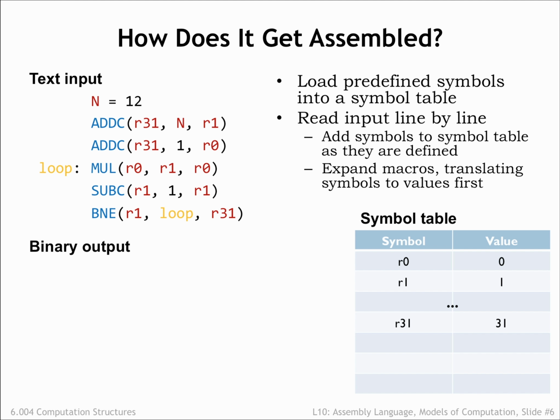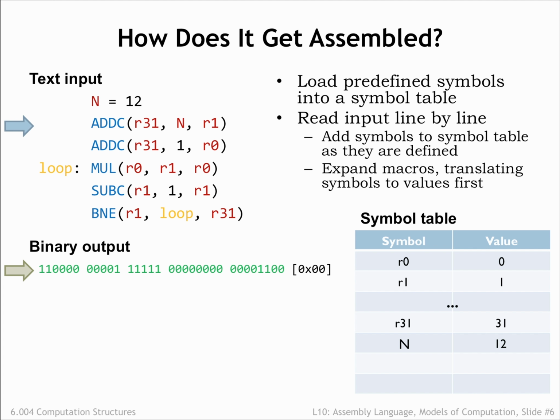Whenever the assembler encounters a use of a symbol or label, it's replaced by the corresponding numeric value found in the symbol table. The first line, n equals 12, defines the value of the symbol n to be 12, so the appropriate entry is made in the symbol table. Advancing to the next line, the assembler encounters an invocation of the addc macro with the arguments r31, n, and r1. As we'll see in a couple of slides, this triggers a series of nested macro expansions that eventually lead to generating a 32-bit value to be placed in memory location 0.